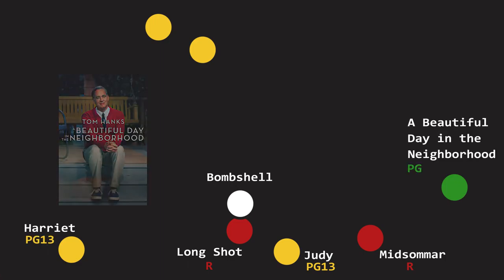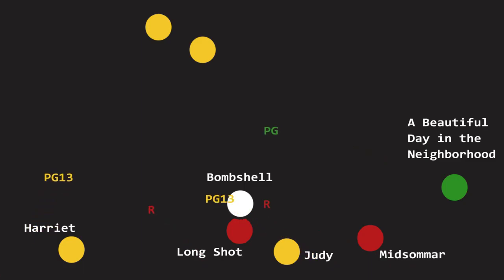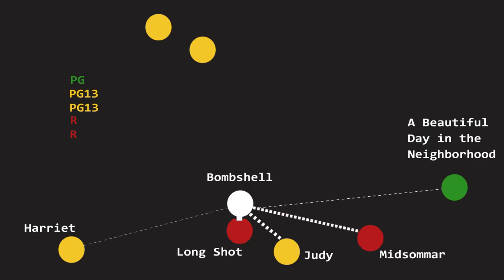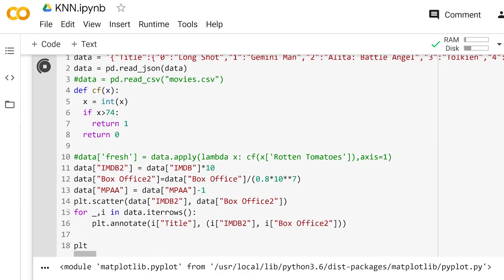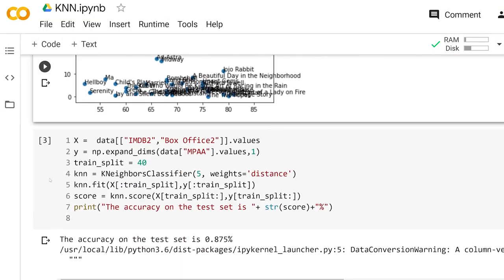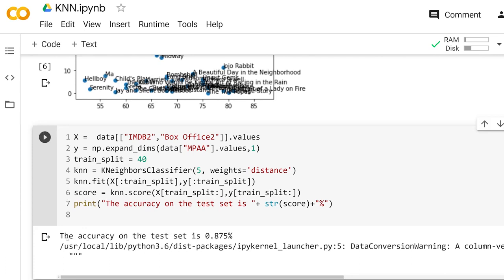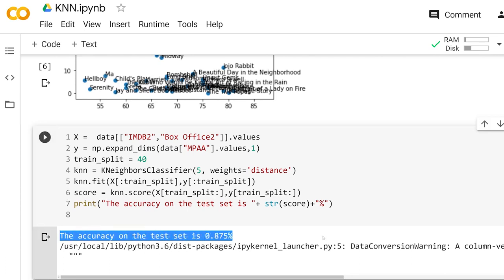KNN then takes a weighted average of those 5 ratings, with movies that are closer on the graph to Bombshell getting a higher weight than those further away. Voila! We now predicted the rating of Bombshell to be R. Not only is this accurate, but our model also correctly predicts the MPAA ratings of all movies in the test set 88% of the time.